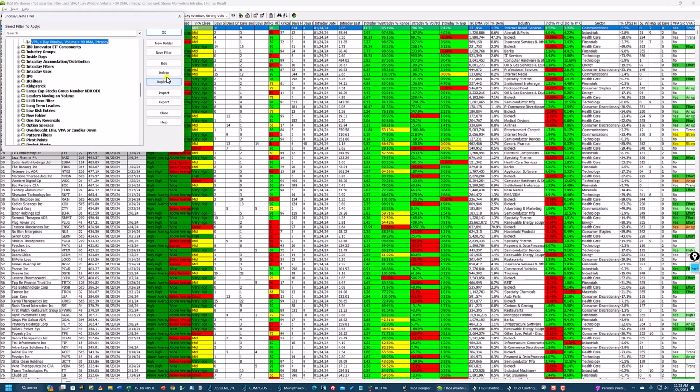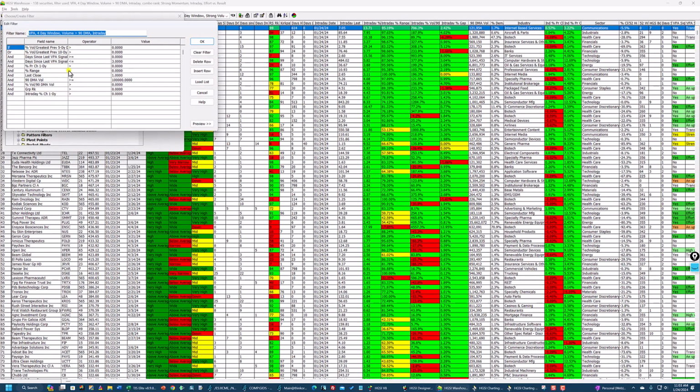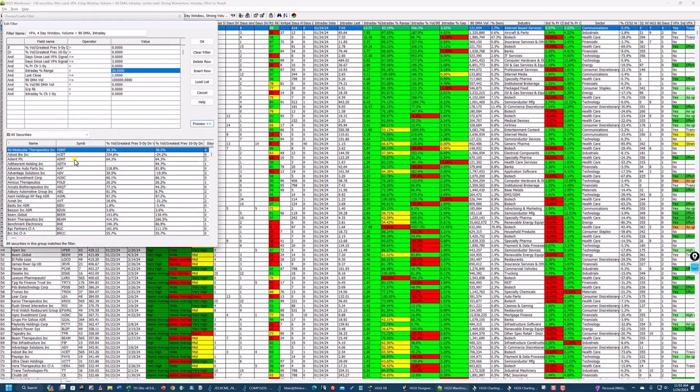I could quickly go in and edit this, and I could make this intraday range. Whoops, wrong one. Intraday range greater than 0.50, and we would go from 138 stocks down to 89. And that's something I may do. In fact, I think I will do that.